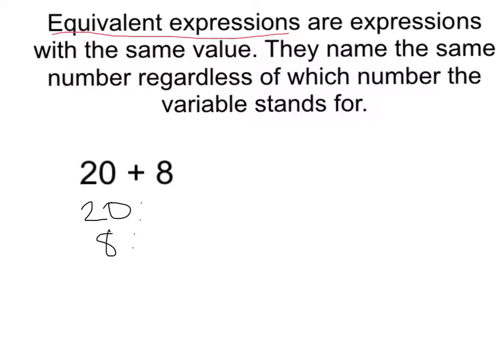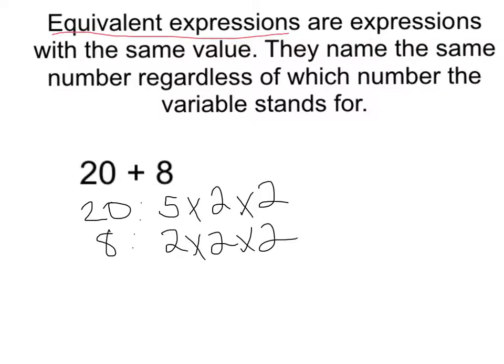So I know 20 can be divided by 5 because it ends in a 0. And 20 divided by 5 is 4. 4 I know can be factored into 2 times 2. So my prime factorization of 20 is 5 times 2 times 2. 8 we know, because we factored this several times, is 2 times 2 times 2.